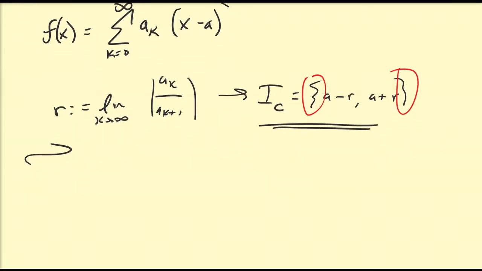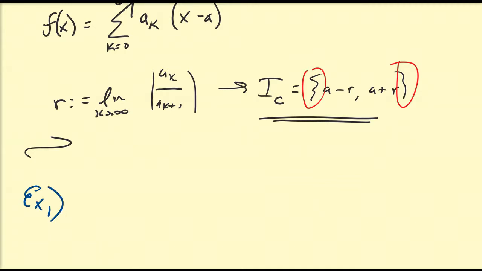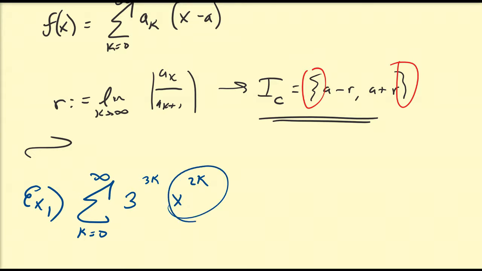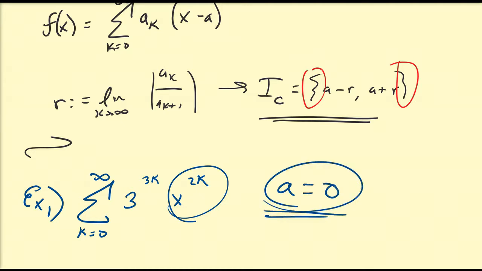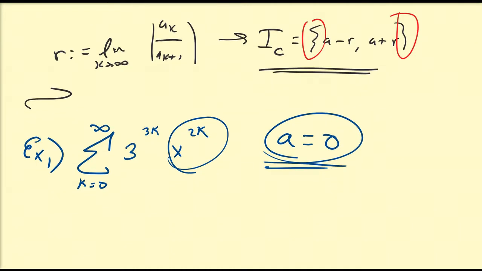Alright, so for our first example, let us consider the following series. Suppose we have the series, the sum from k equals 0 to infinity of 3 to the power 3k times x to the power 2k. So clearly, since this is our variable term, we see that the center of our interval is a equal to 0. So now we need to figure out for which values of x this will actually converge.